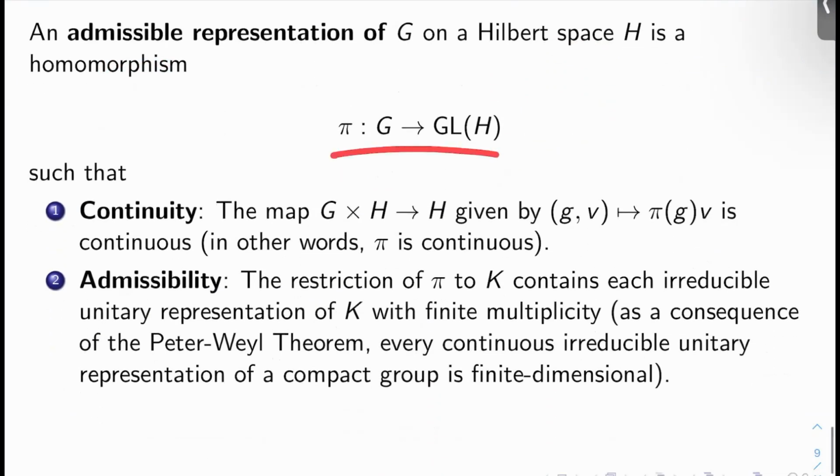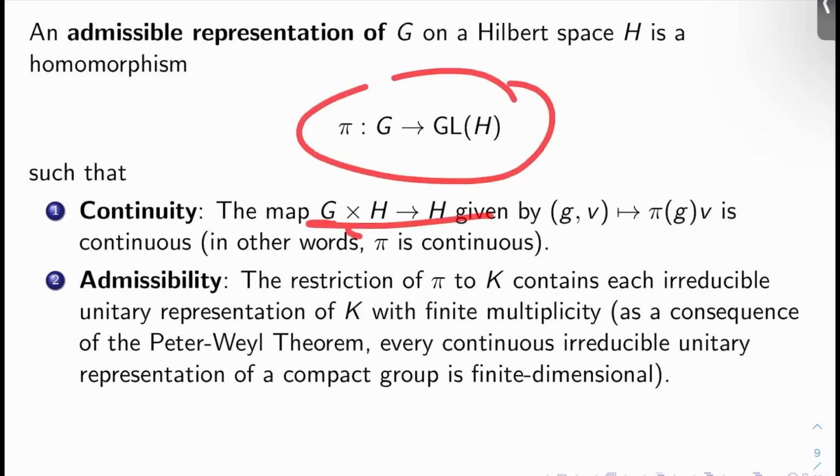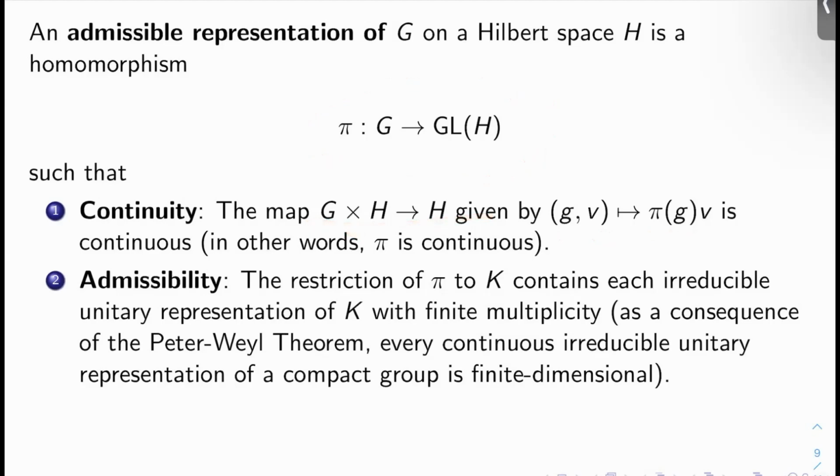I want the representation to be continuous, just baseline continuous. In other words, I want the action map from G × H to H, which sends (g, v) to π(g)v, to be continuous. But remember, a representation is just the same thing as an action map, essentially. So I'm just saying I want π to be continuous here.